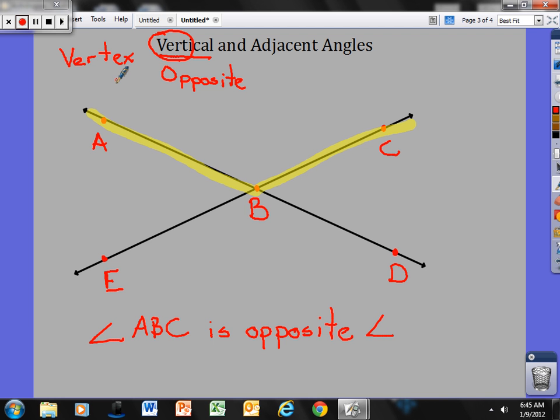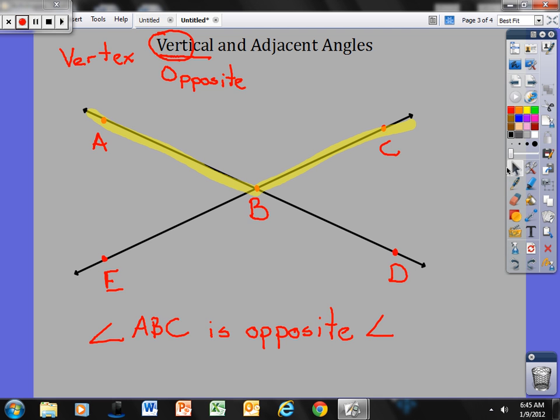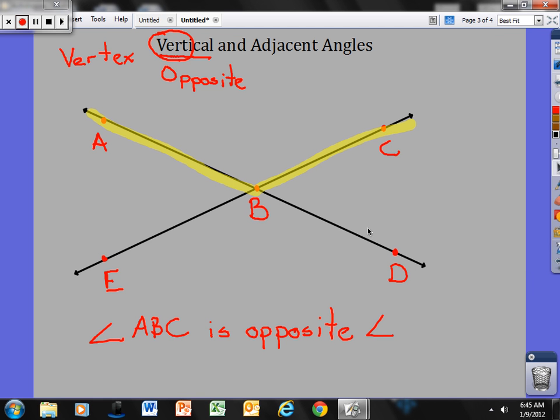Remember what I said, they share the same vertex. That's the only thing they share. They do not share a same side. So if I take a look, and I'm not going to highlight, but I'm going to kind of just go over my arrow here, I also have angle CBA. Now, they do share the same vertex, but notice they also share same side, side BC. I don't want, in vertical angles, they don't share the same side. They only share the same vertex, and they're opposite each other. These two are what we call next to each other, or adjacent.